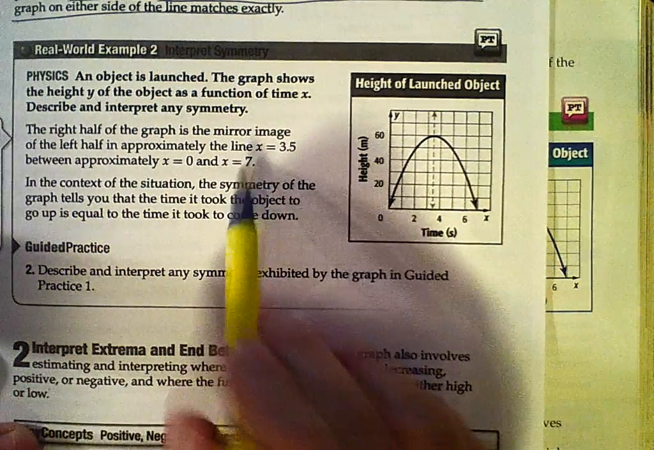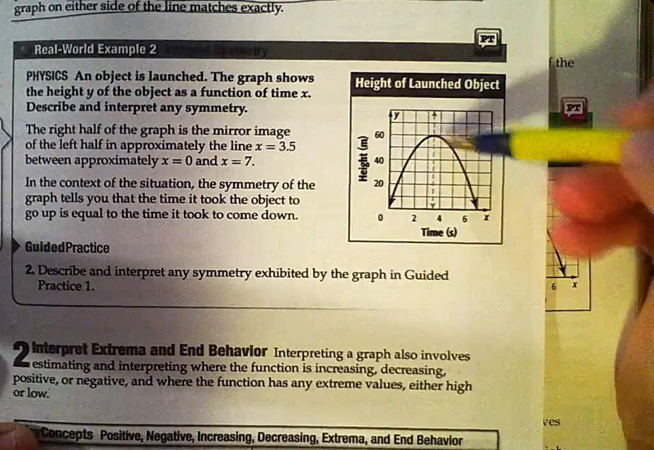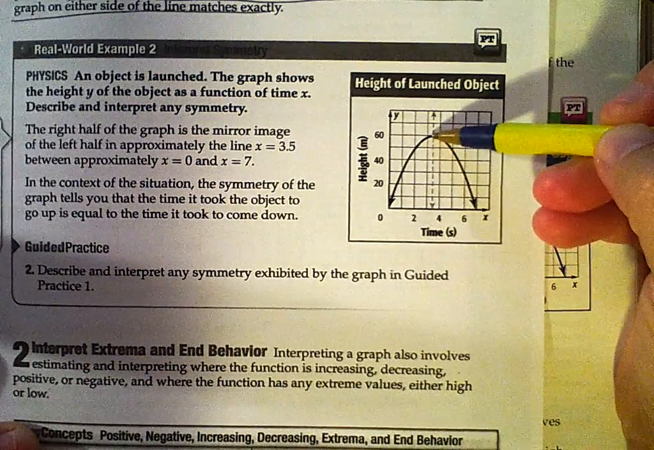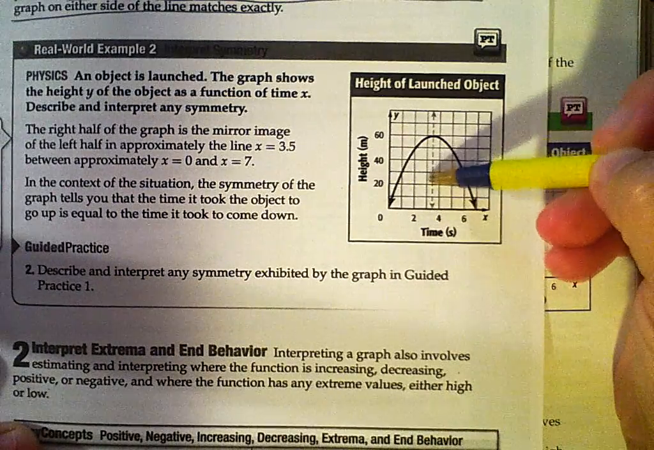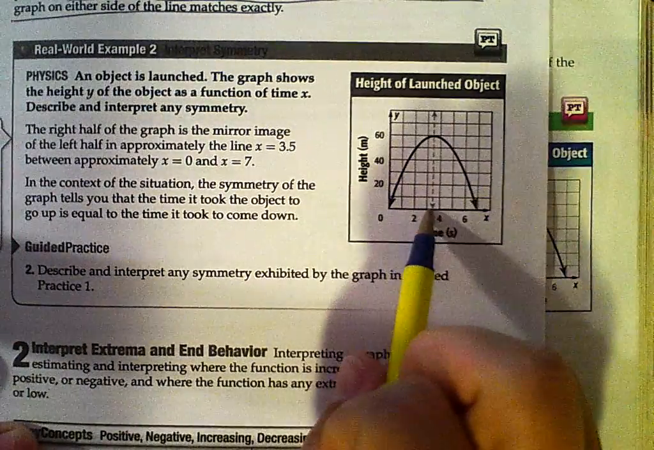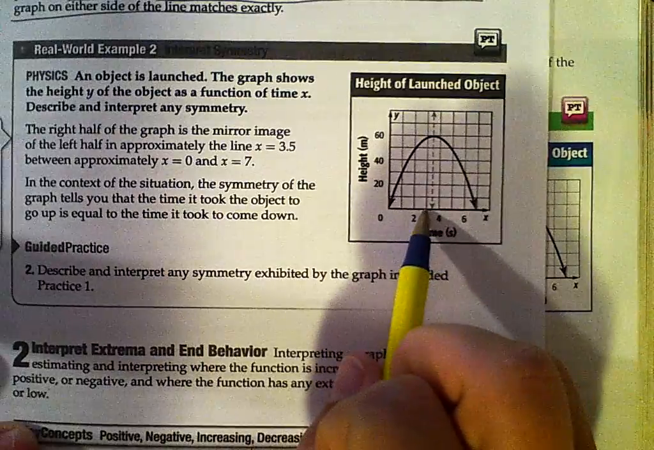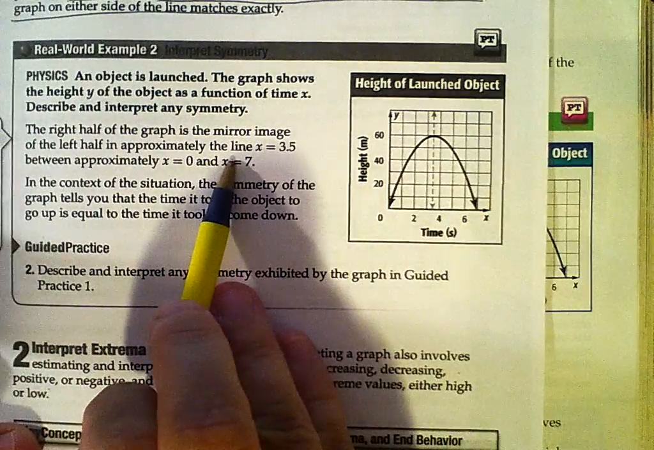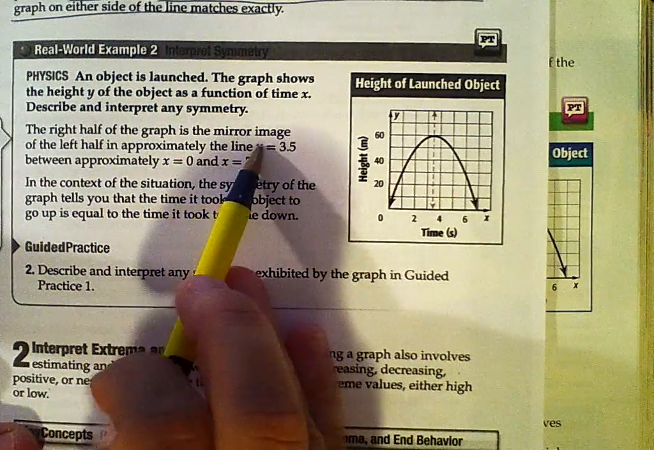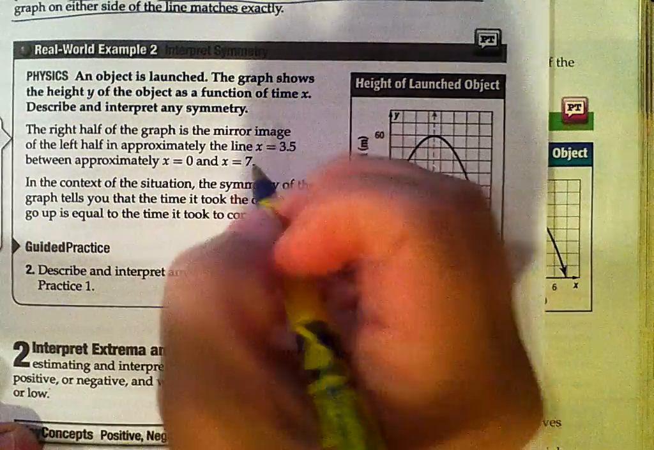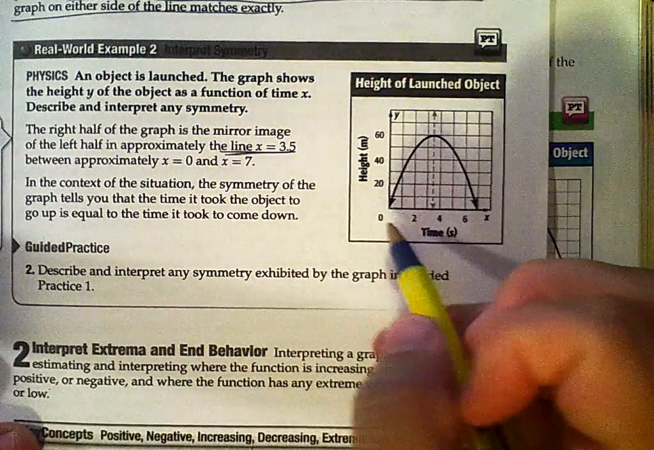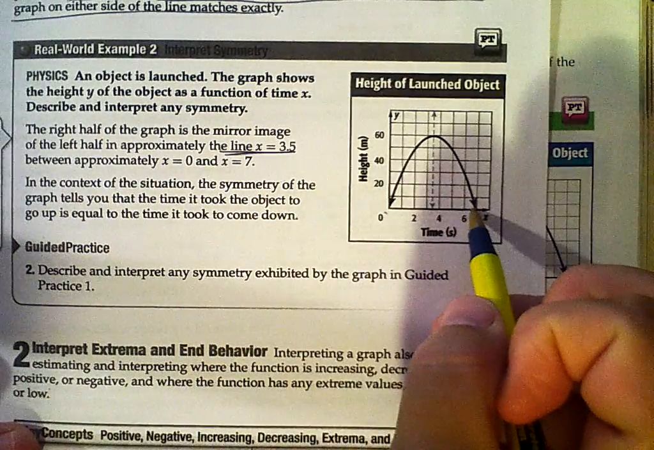And this line right in the middle, you kind of want to look at the peak of the graph, or sometimes it'll be a valley, but you can see that peak happens right there. And so that is where your vertical line goes. If this is 2, this is 4, that means this is 3. That occurs at about 3.5. Okay, so that's how they get this. The right half of the graph is a mirror image of the left in approximately the line x equals 3.5. And it's symmetrical between x is 0 and x is 7.